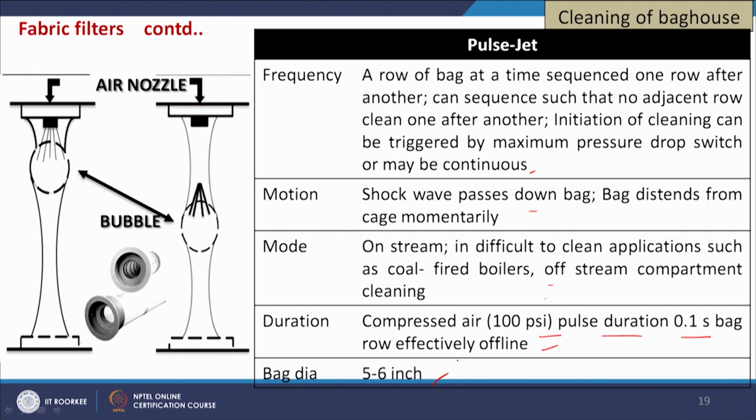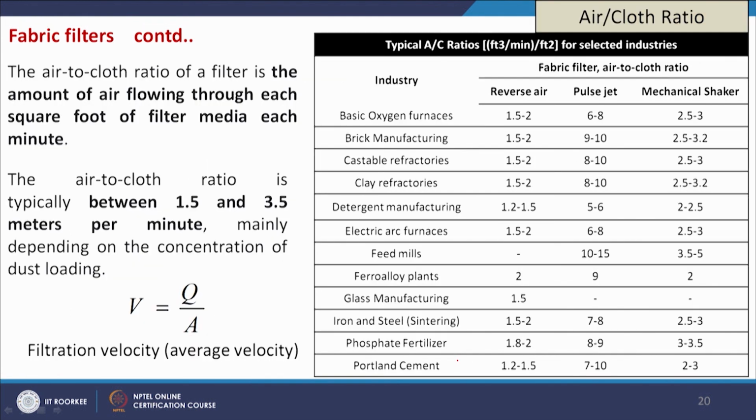Out of these, the last one, the pulse jet, is used in many cases in the industry, and lastly we will discuss the air or gas to cloth ratio. So, the air to cloth ratio of a filter is the amount of air flowing through each square foot of filter media per minute. So, the air to cloth ratio is typically between 1.5 and 3.5 meters per minute, mainly depending on the concentration of dust loading.